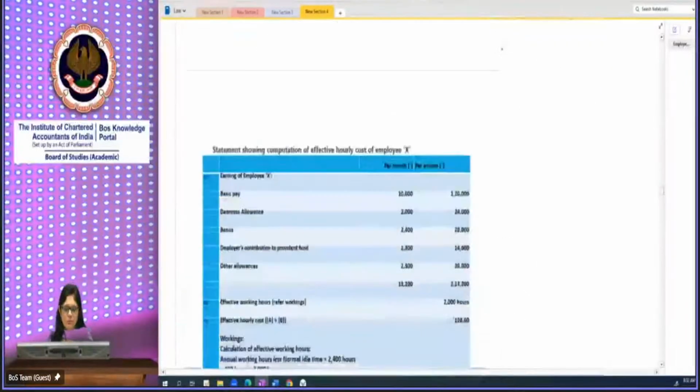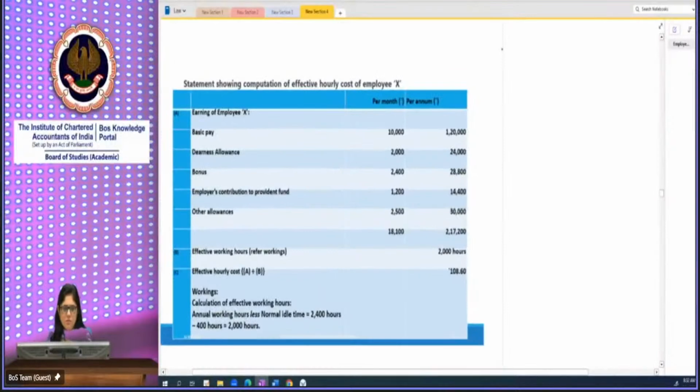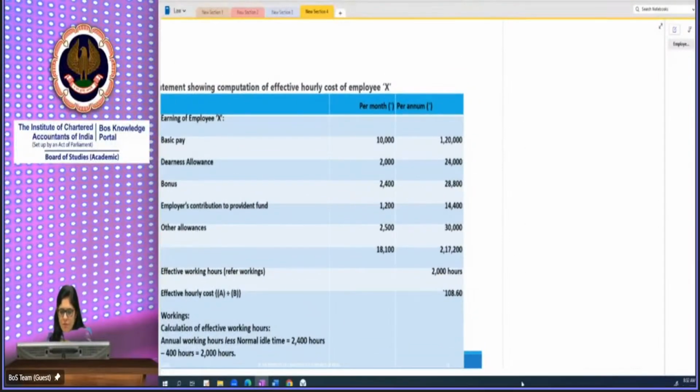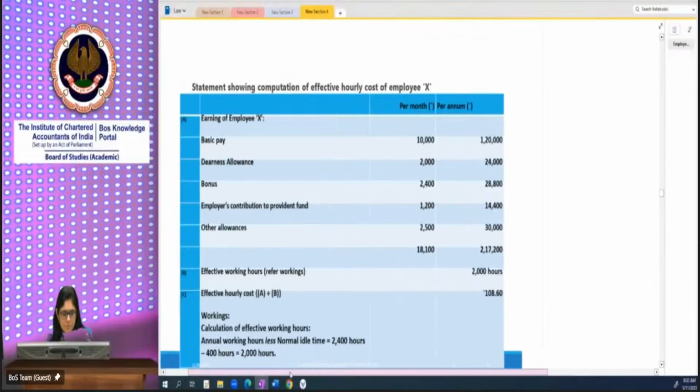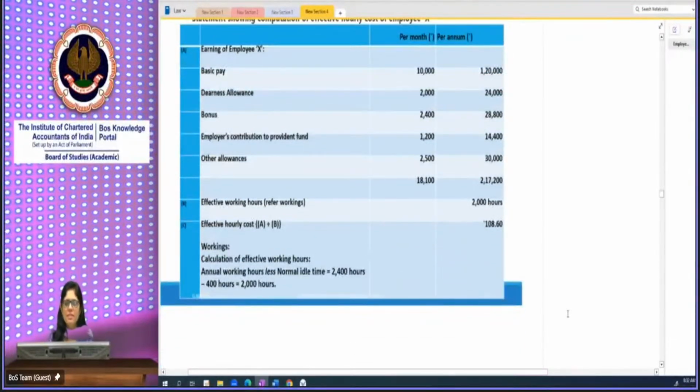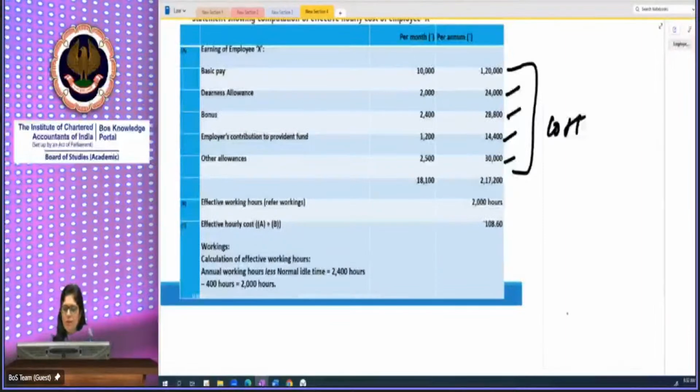So we have the solution also. Just have a look at the solution. So this is the per month and this is the annual basic, dearness, bonus, contribution and allowances. So whatever we are giving to the employee, this total is the cost to the employer. But what we are paying to the employee? This, and this. This we are not paying to the employee. So this is the difference between payment and the cost. This total is the cost to the employer.